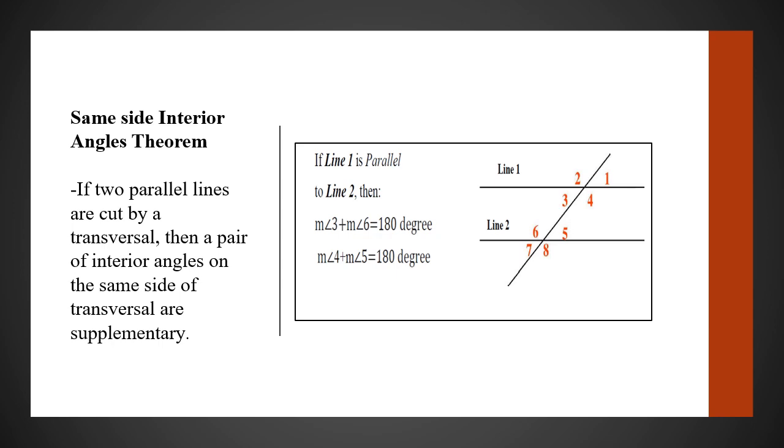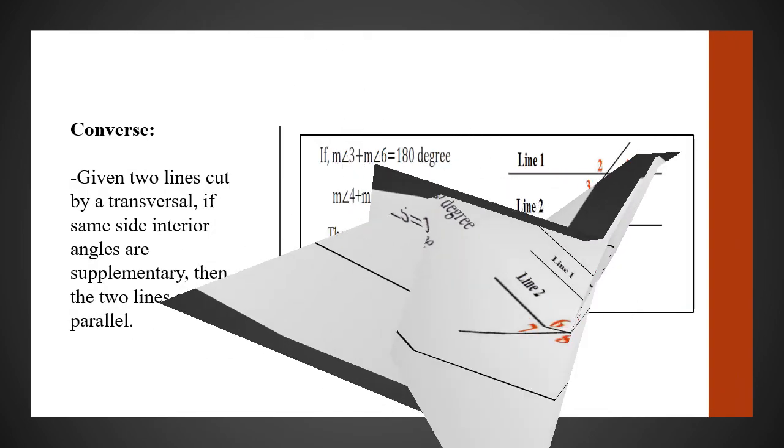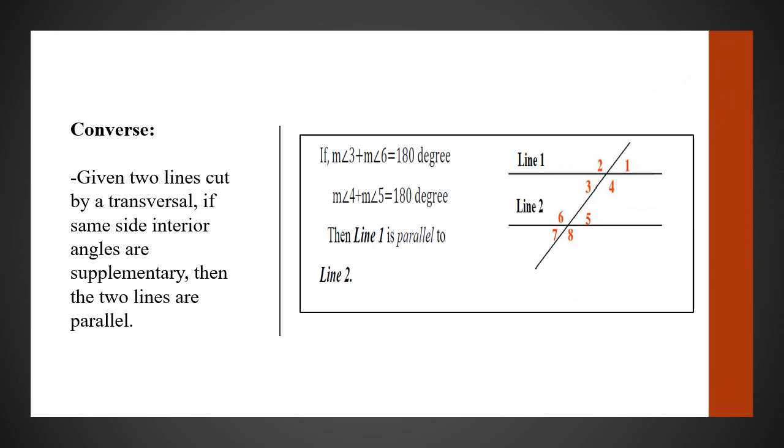Its converse theorem is: given two lines cut by a transversal, if same side interior angles are supplementary, then the two lines are parallel. If the measure of angle 3 plus the measure of angle 6 is equal to 180 degrees, and the measure of angle 4 plus the measure of angle 5 is equal to 180 degrees, then line 1 is parallel to line 2.